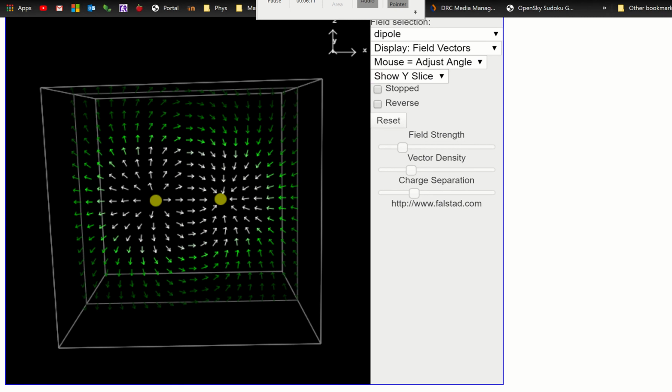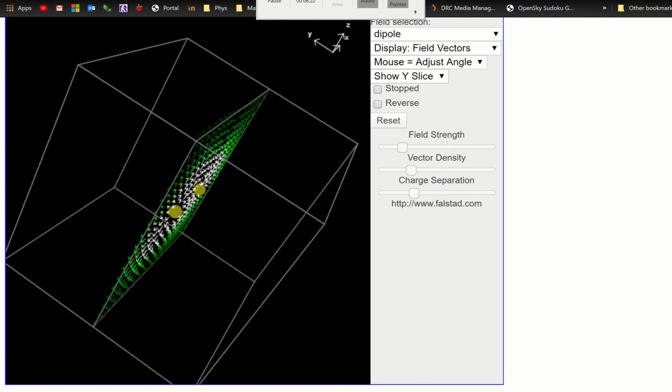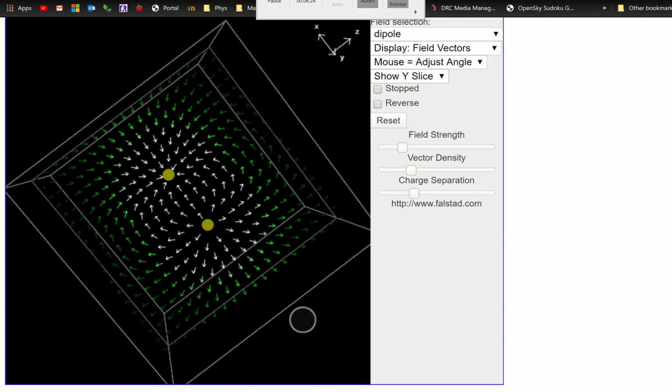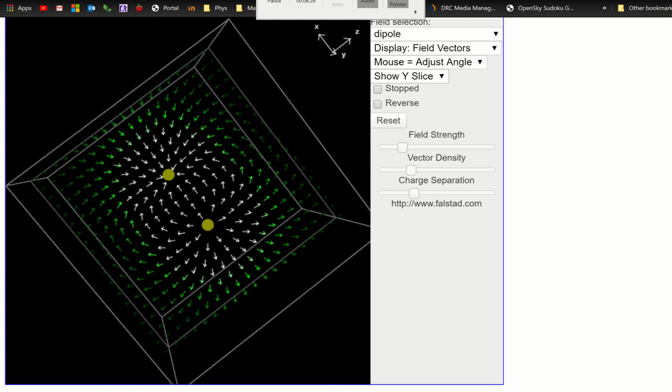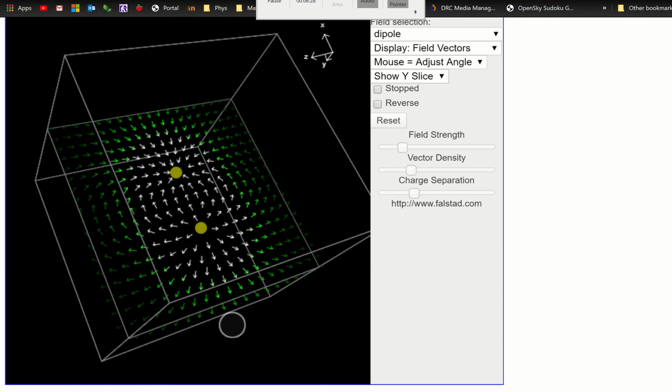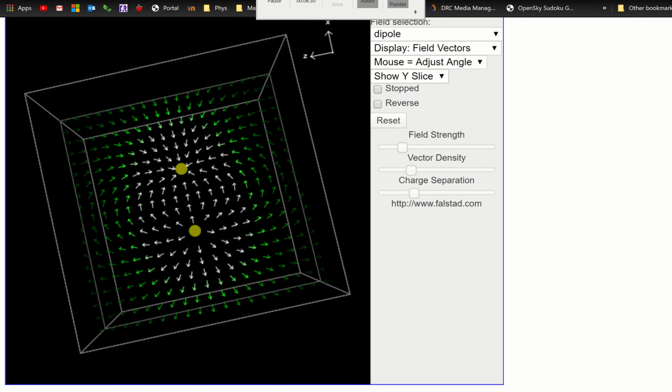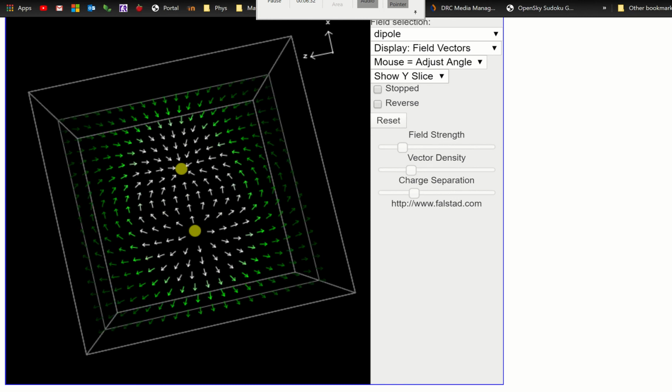So what happened is, which charge do you think is the positive one, just looking at the electric field? It's the one that has all the arrows going away from it, right? Which is the left-hand side one. That's the positive one. And the negative one has all the arrows going into it. Now, you can see some of the arrows in the middle are pointing away from the positive and into the negative.